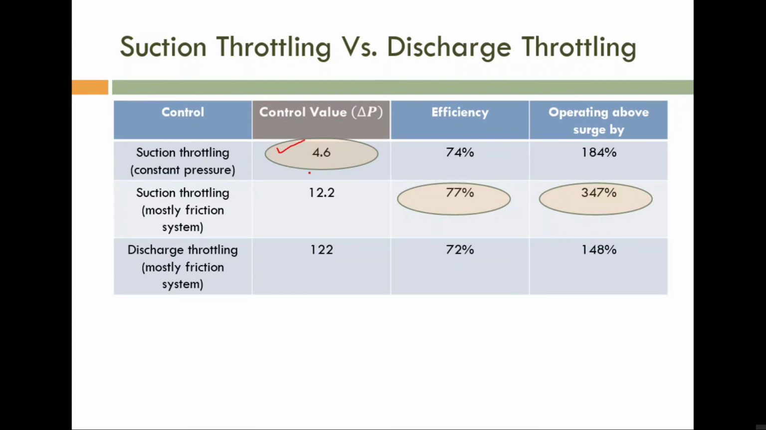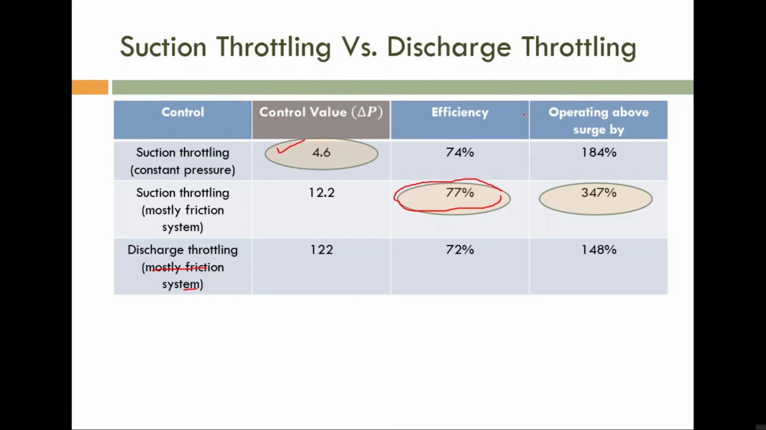Valve size point of view. Okay. Because the valve size point of view, this suction throttling for mostly friction system is handling something around 12.2 psi, and discharge throttling is handling a very large pressure. Now efficiency point of view, suction throttling for mostly friction system is more efficient than the suction throttling for constant pressure, that is 74%, and discharge throttling for mostly friction, that is 72%. I can remove this mostly friction. This is applicable for constant pressure also. So discharge throttling, simply discharge throttling.